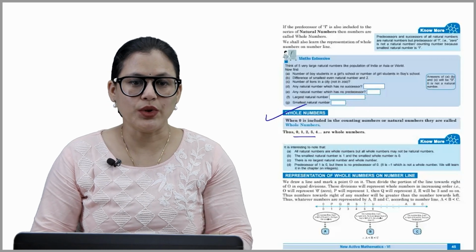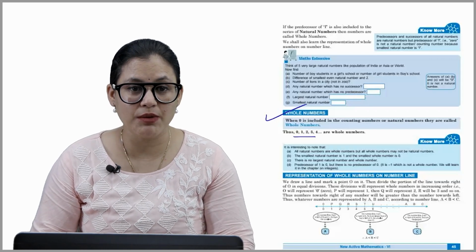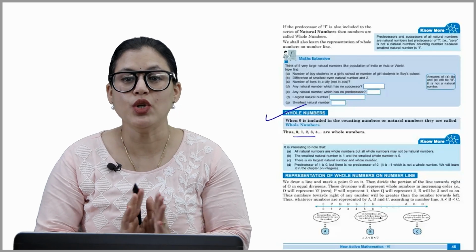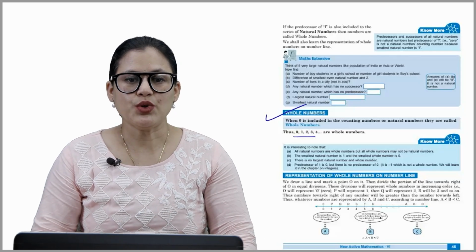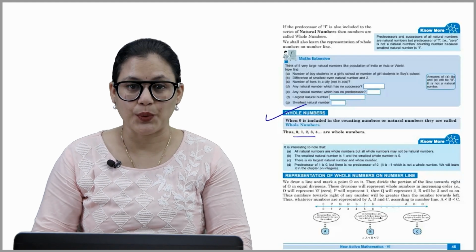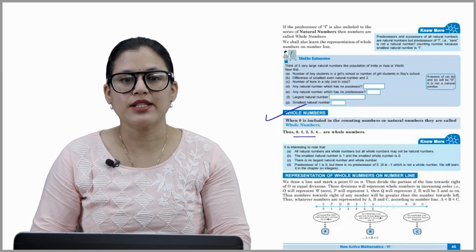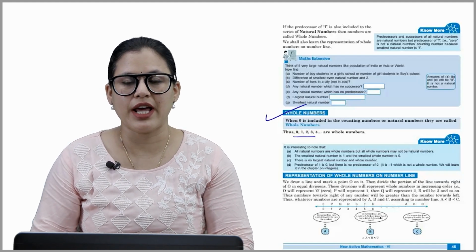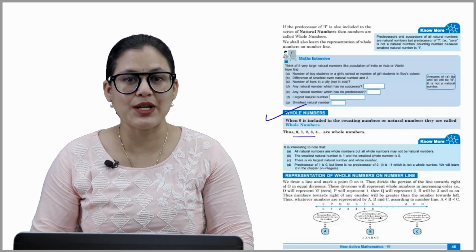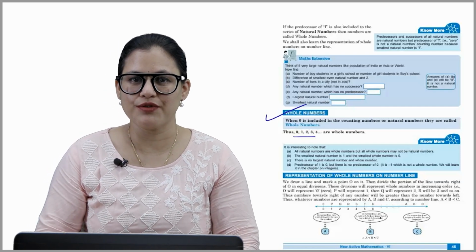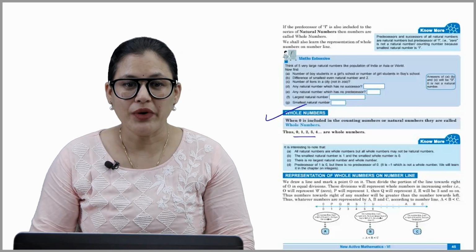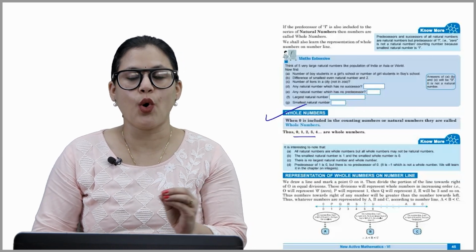It is interesting to note, number 1, all natural numbers are whole numbers, but all whole numbers may not be natural numbers. Number 2, the smallest natural number is 1 and the smallest whole number is 0. Number 3, there is no largest natural number or whole number. The predecessor of 1 is 0, but there is no predecessor of 0. It is minus 1, which is not a whole number. We will learn that in the chapter on integers.